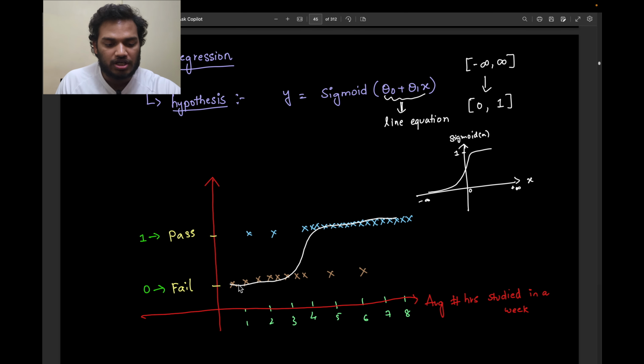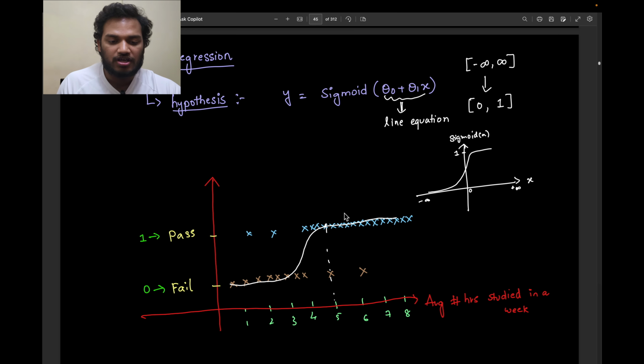Here it is 0 for most of the points, and after that it goes on to 1 for most of the points. There are some errors, like for these points it is not giving the correct answer. It is predicting 1, but actually it's 0. So there are some points which we cannot predict well, but for most of the points it is covering, right? So that's why we can use this particular hypothesis.